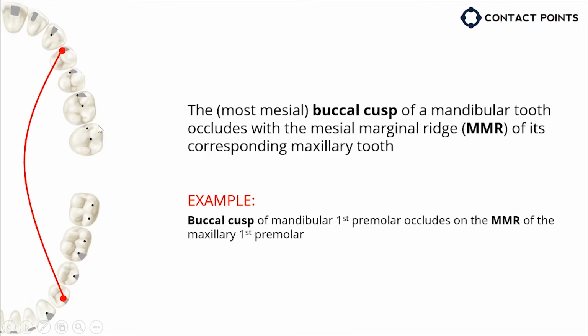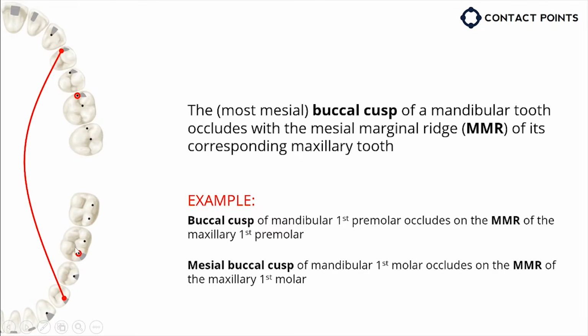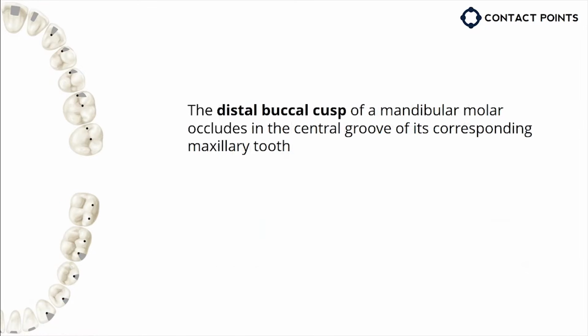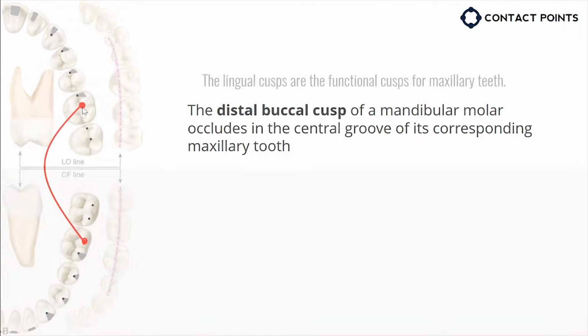Sometimes it's hard to see how these hinge together on a PowerPoint. As we move along, we can see that the buccal cusp of the mandibular first molar will occlude with the mesial marginal ridge of its corresponding maxillary first molar. Pretty straightforward there. A little caveat to this is that, obviously, your molars have 2 cusps, so if we go to the distal cusp of this mandibular molar, where's that going to hit? Well, it's going to hit in the central groove of its corresponding tooth.